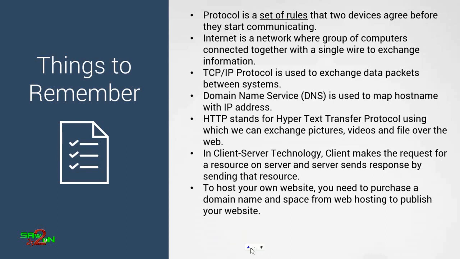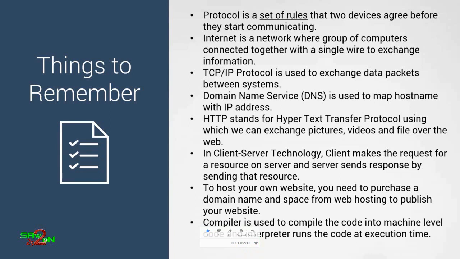Then we talked about how to host your own web service. Well, to host your own web service, you need to purchase a domain name and space from web hosting to publish your website. Then on the domain name service, you basically map your hosting services. Then we talked about differences of different types of languages, and also what is a compiler and an interpreter. A compiler is used to compile the code into machine level code. An interpreter runs the code at execution time. These are the things I want you to remember and take away from this section.